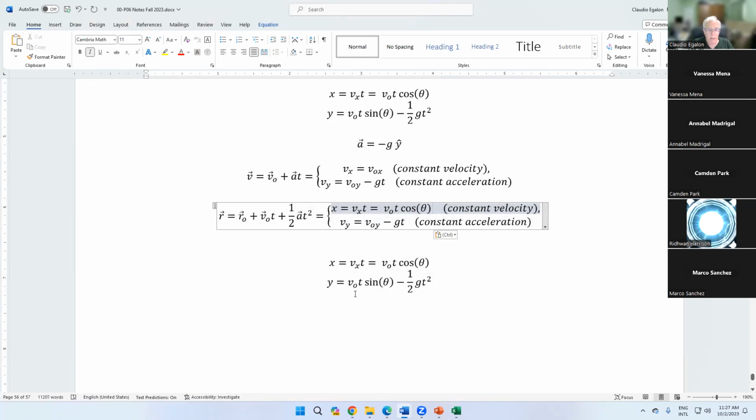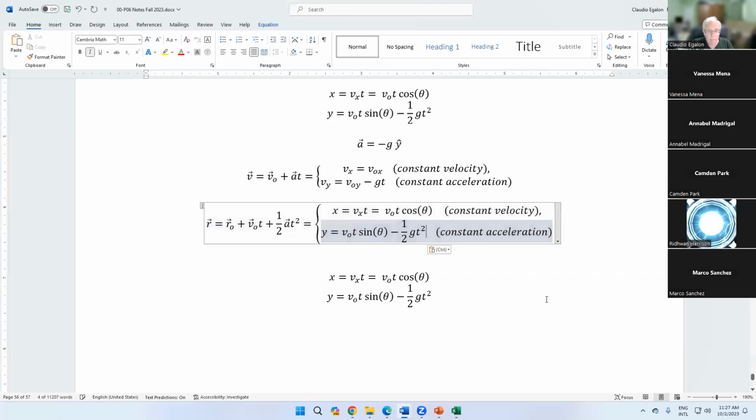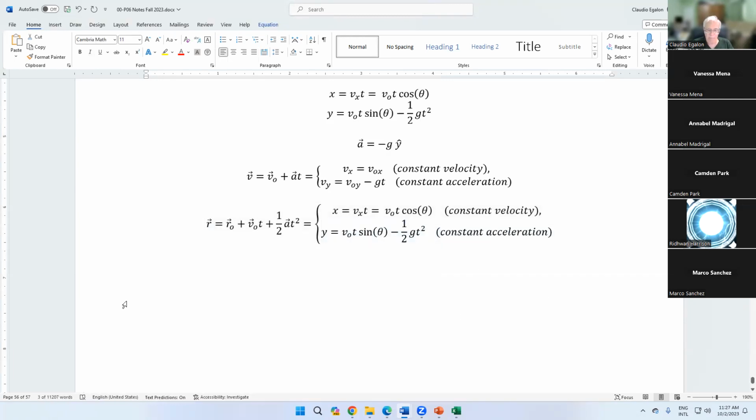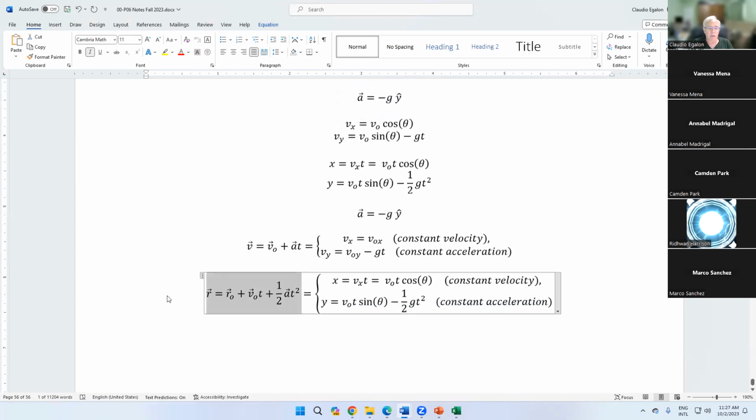Okay. And I broke it down: constant acceleration. Constant acceleration. Isn't that nice, this notation here? Right? Vectorial notation.